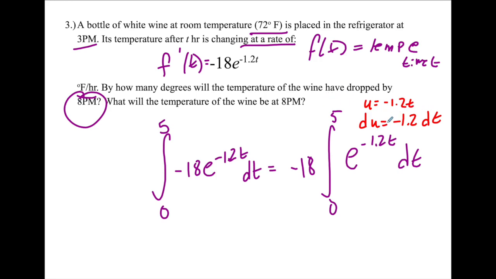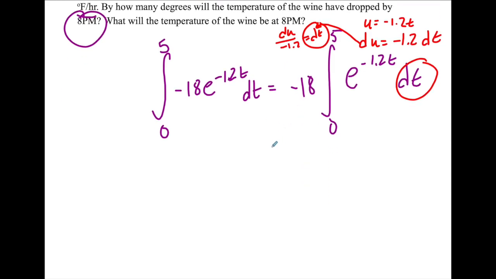You have the dt in common, so if I divide both sides by negative 1.2, then I get dt, and I have something I can replace it with. Watch what happens when I do that. This is how we know we've got the right substitution. My negative 18 is still there. I'll draw my integral for now, and then I have e to the u, because u is the same thing as negative 1.2t. I don't need to put the negative because it's covered there. Then I get du over negative 1.2. That's the same thing as dt, since we've defined it that way.